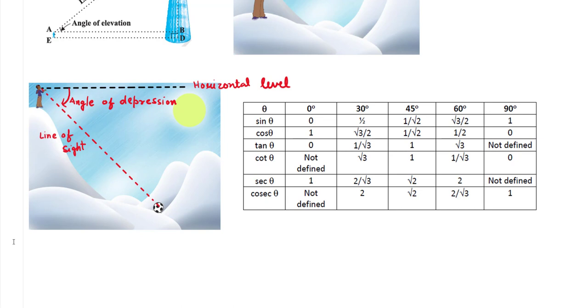And in this chapter we are also supposed to memorize this table which we did in chapter 8, that is, values of theta, if they are 0, 30, 45, 60 or 90, and then accordingly the corresponding values of sine theta, cos theta, tangent theta, cotangent theta, secant theta and cosecant theta. As per the requirement of the question, the values will be required.